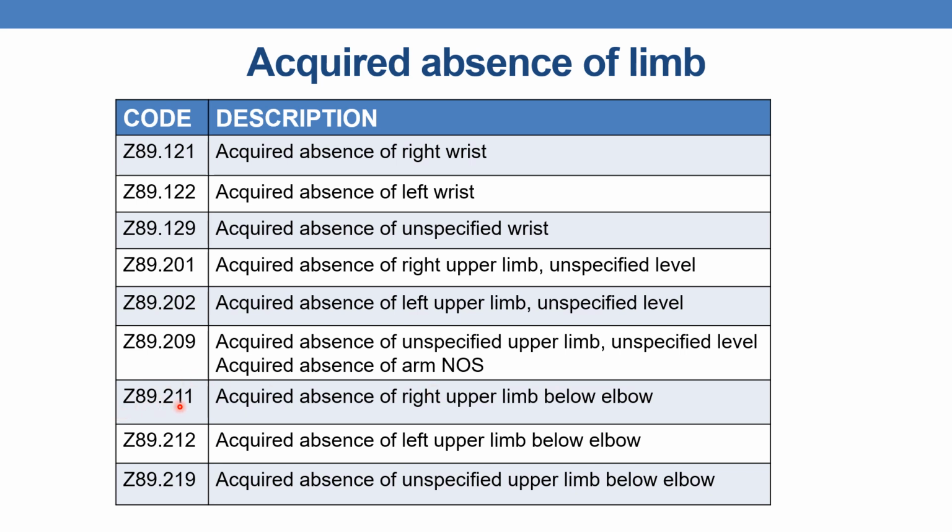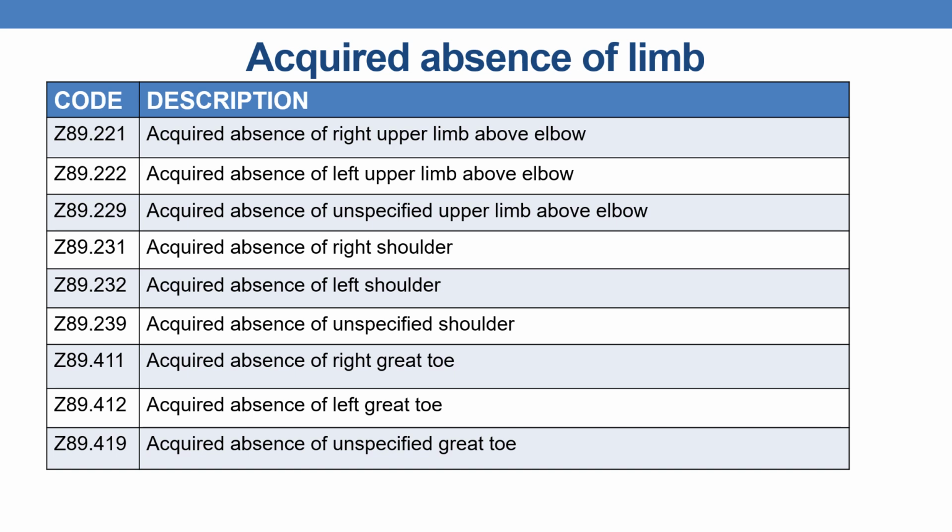The next is Z89.211, acquired absence of right upper limb below elbow. Here, level is mentioned. The next is Z89.212, acquired absence of left upper limb below elbow. The next is Z89.219, acquired absence of unspecified upper limb below elbow. The next code is Z89.221, acquired absence of right upper limb above elbow. The next is Z89.222, acquired absence of left upper limb above elbow. And 229 indicates acquired absence of unspecified upper limb above elbow.